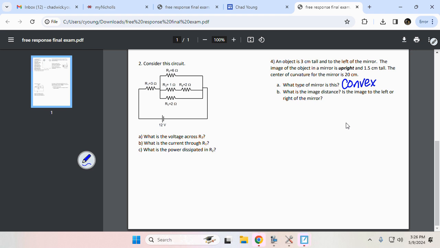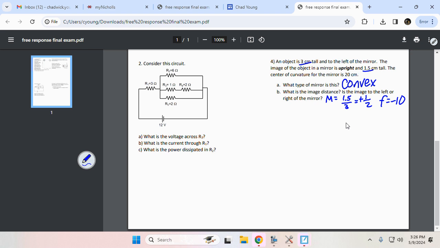I know, first of all, that the object is 3 centimeters. Then the image is 1.5 centimeters. So 1.5 over 3, that's equal to 1/2. And it is positive 1/2 because it says that it's upright. So I have a magnification of positive 1/2. And I'm told that the center of curvature is 20. That means that the focal length is negative 10. Be careful, since I know that it's a convex mirror, I know it has a negative focal length.